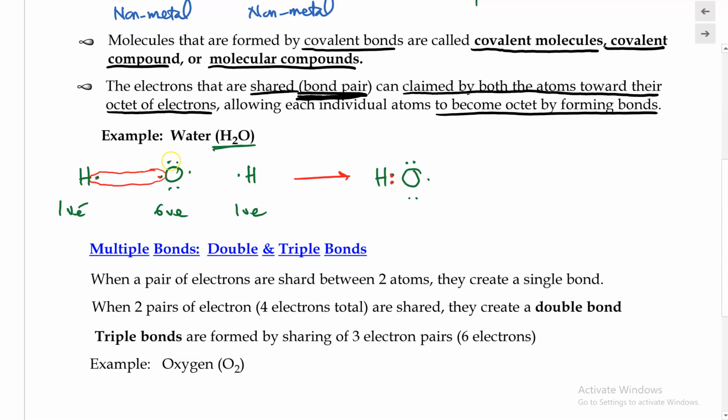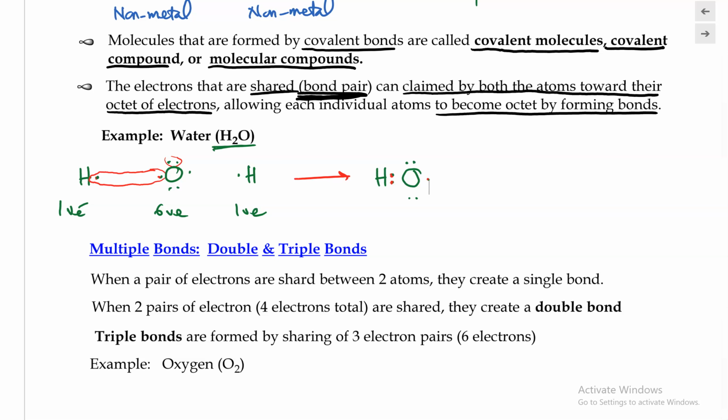And the oxygen will have a pair of electrons right here and a pair on the bottom, and one electron in this orbital that is unpaired. Now let's see what's happening and why these two atoms will share the electron together to form a bond.